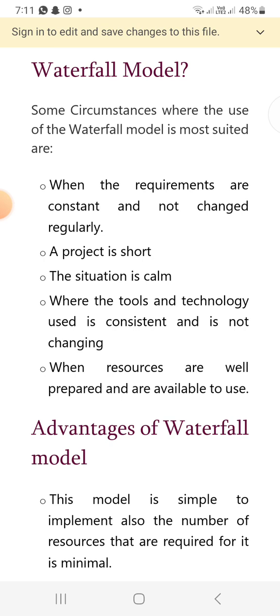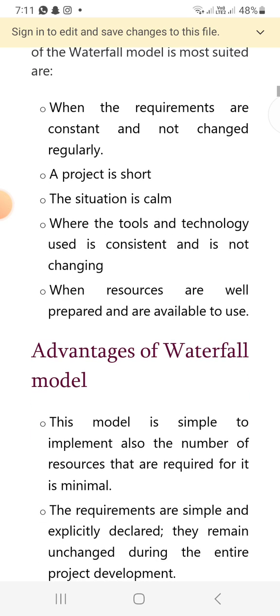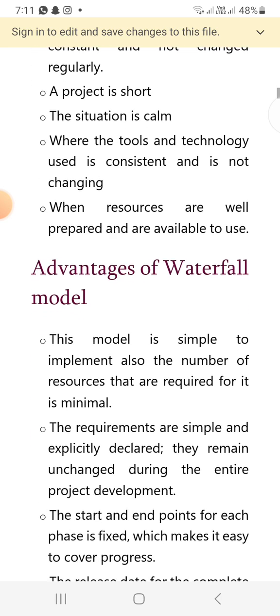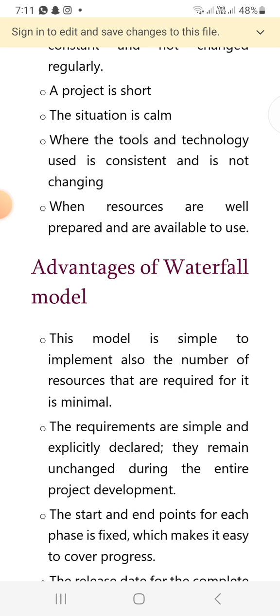So there are some advantages and disadvantages of the waterfall model. So let's start. Advantages of the waterfall model. This model is simple to implement. Also, the number of resources that are required for it is minimal.